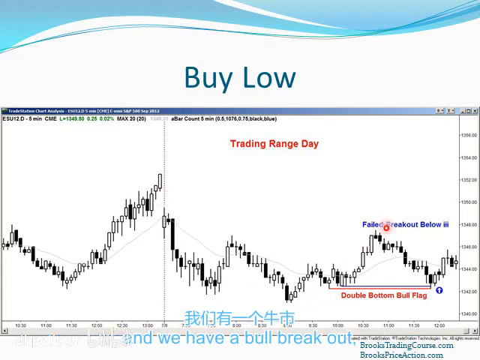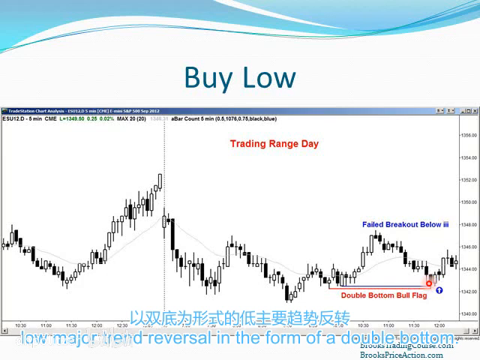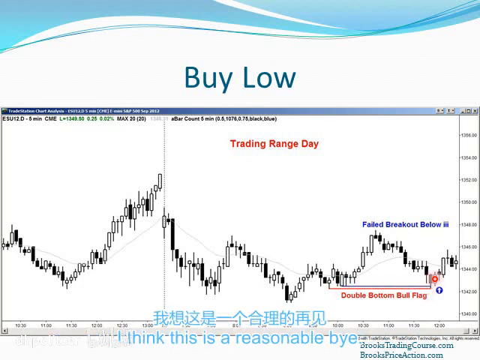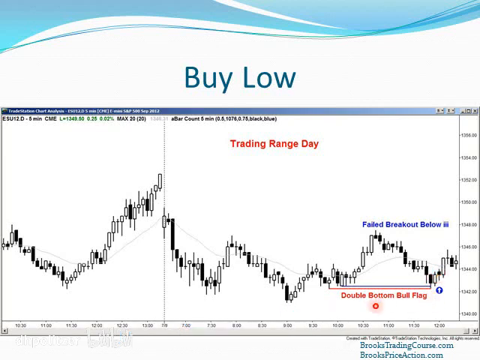And then we have a bull breakout. And now we have a higher low major trend reversal in the form of a double bottom. We have a 2-bar reversal here. I think this is a reasonable buy.